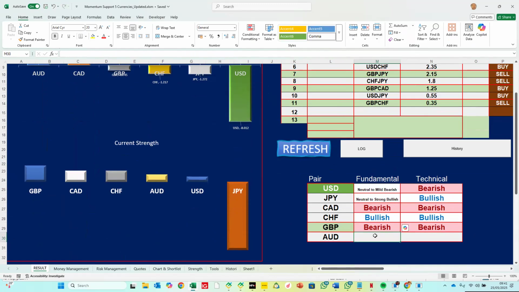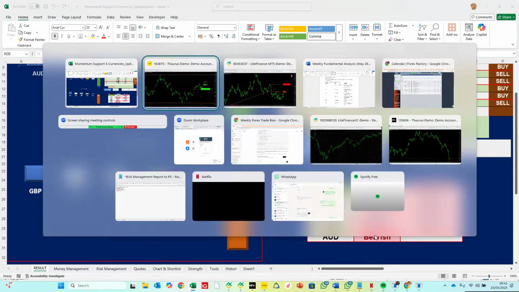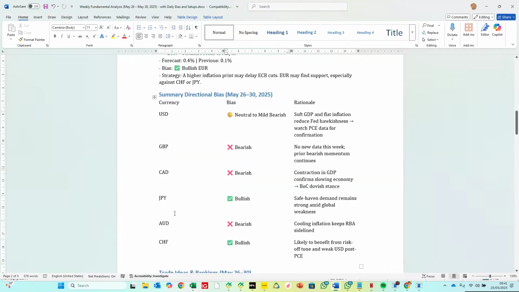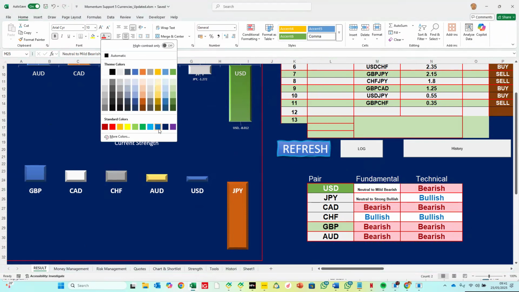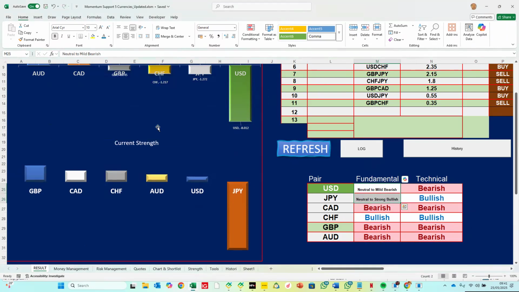For this one, I'm expecting weak, that's bearish. Let me even look at the expectation. Cooling inflation keeps RBA silent, bearish, and then technically speaking, too, bearish. So that takes us to the end of this weekly outlook section.